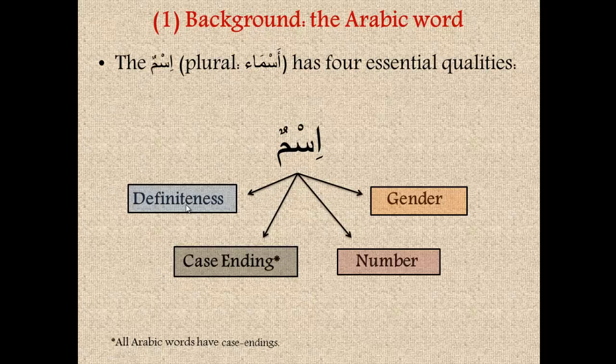But for now, whenever you see an ism, whenever you see a noun appear, I want you to think about these 4 qualities. What's the gender of the word? What's number? What's the case ending? And what's its definiteness? Meaning, is it definite or indefinite? But we'll get to this in a bit. Let's talk about gender for now.